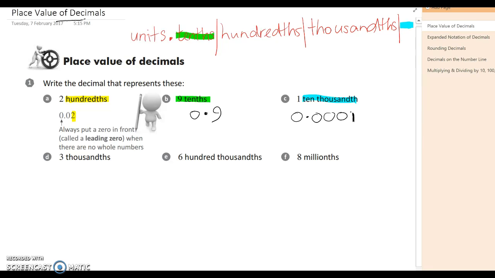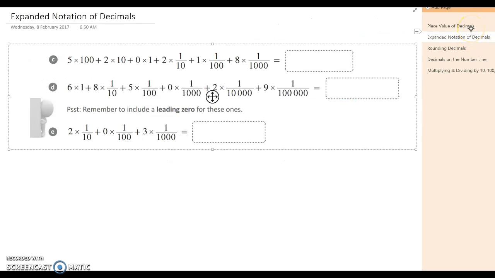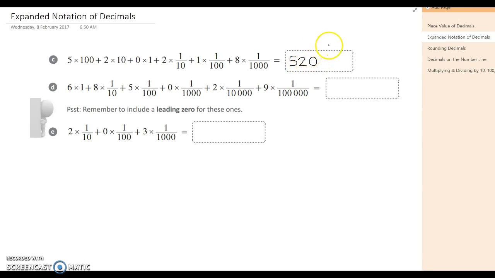Okay. Let's have a look at another bit of work to do. You should be able to do the rest of that. This is expanded notation of decimals. All right, so it's telling me you've got 5 hundredths, 2 tens, no ones, and then in the decimal part, I've got 2 in the tenths column, I've got 1 in the hundredths column, and I've got 8 in the thousandths column.